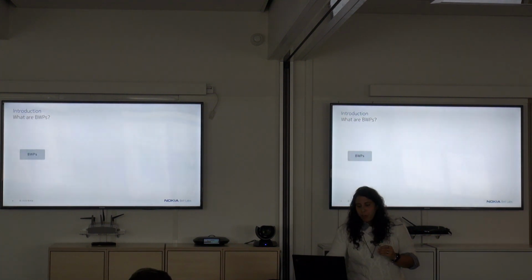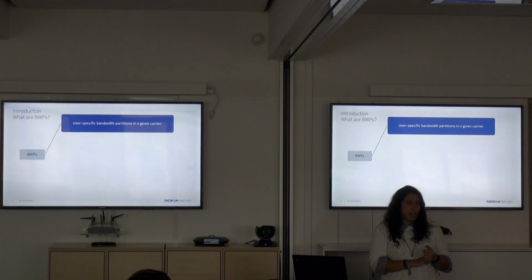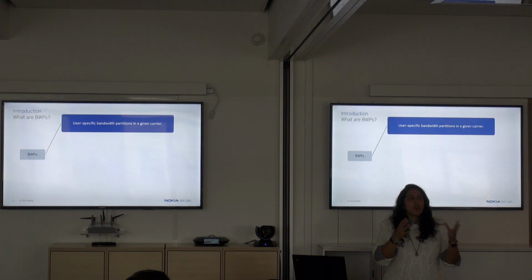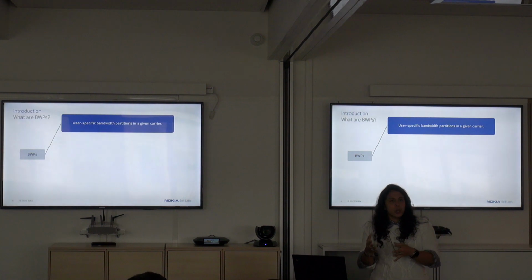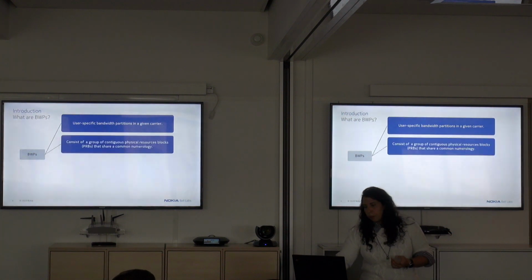So we have bandwidth parts. They are user-specific bandwidth partitions in a given carrier. So again, because it depends on the user service, it's a concept that is user-specific, meaning that two users not necessarily will have the same configuration of bandwidth parts. They could, but they're not obliged to. Okay, so each user in the network could have a different bandwidth part configuration.